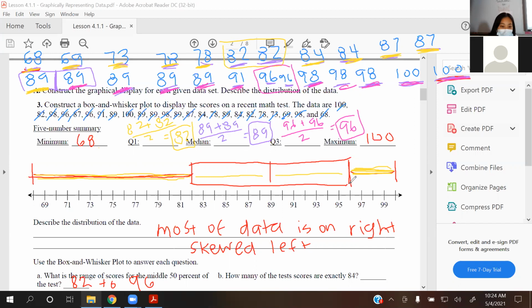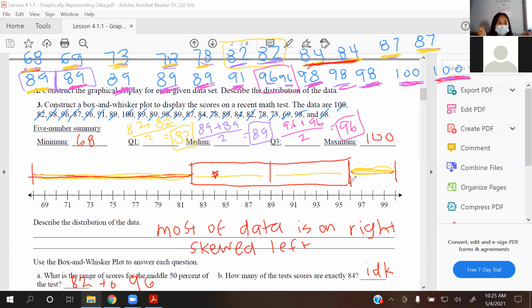Okay, and then question B says, how many of the test scores are exactly 84? In the dot plot, we would just count the number of dots on top of the bin of 84. However, here, 84 is in that little section. All we know is that 84 exists between the first quartile and the median, but we will have no clue how many of the test scores are exactly 84 just by looking at the graph. Sure, you can look at the data points here and count 84 twice, so it has a frequency of 2. But if I did not give you the data point numbers and you were just looking at the graph, you would have to just say IDK. Like, I don't know. You can't tell.